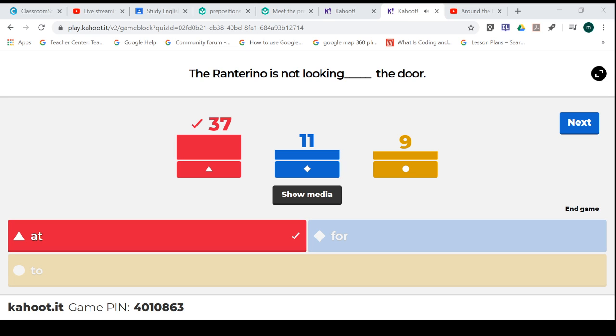There we go. At. He's not looking at the door. Because you look at something, yeah? Look at the beautiful sunny sky. Look at the door. You look at things.